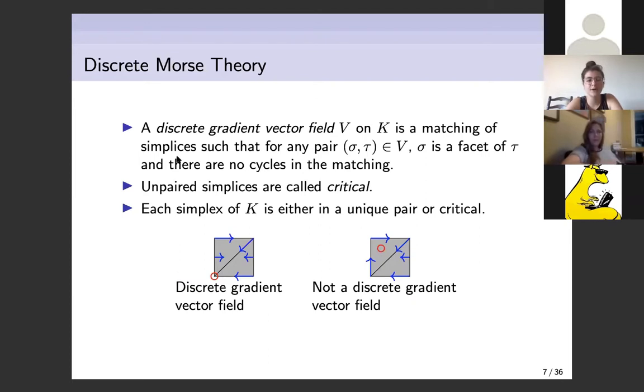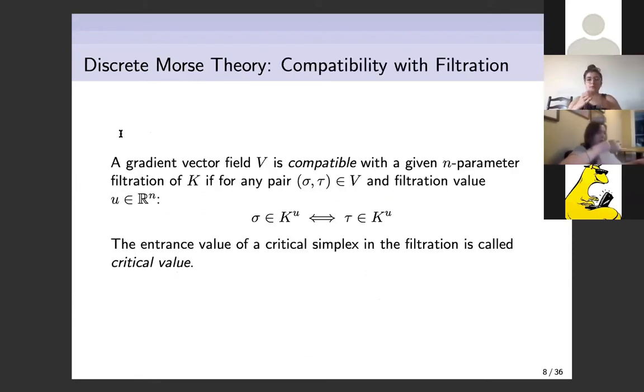Well, okay. So I've mentioned earlier, we want to tie discrete Morse theory and persistent homology. So let's see how we can do this. We're given a simplicial complex K, which has both a gradient vector field V and an n-parameter filtration. And we will ask that the gradient vector field and the filtration are compatible in the following way.